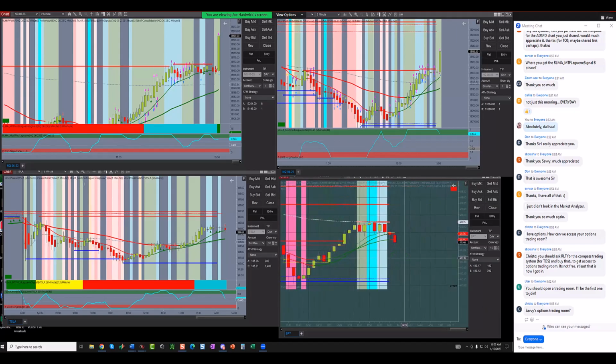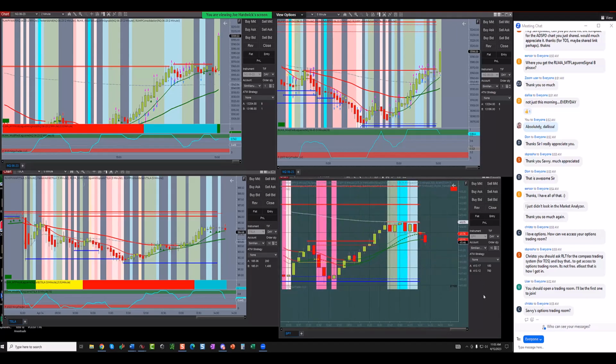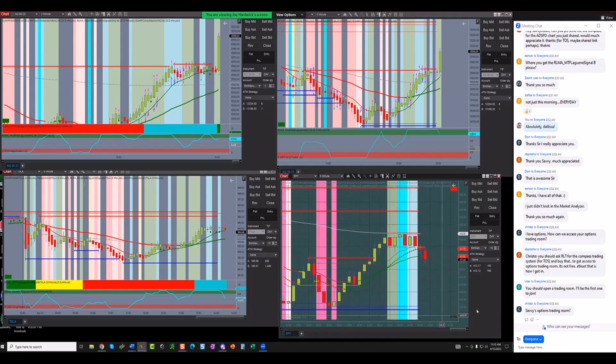But that's an opportunity for you to leverage options trading along with the Compass indicators, and that's separate from the futures trading that we're doing with the bot, with the AutoTrader AI bot, and the other rooms where David Kushner or Craig Emery run. So it's not Savvy's options trading room.